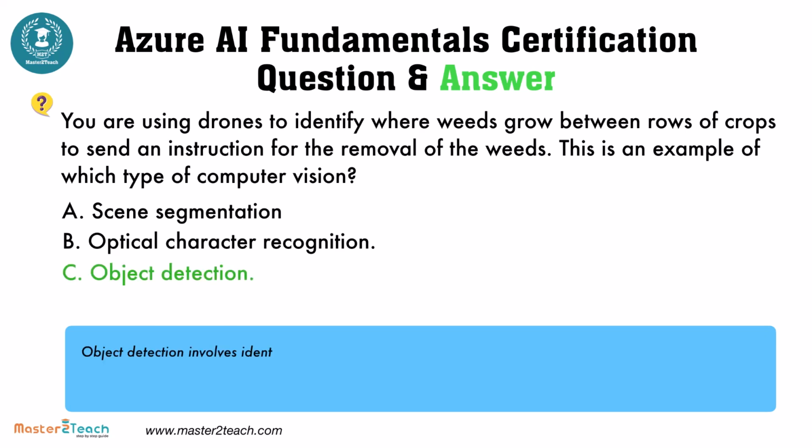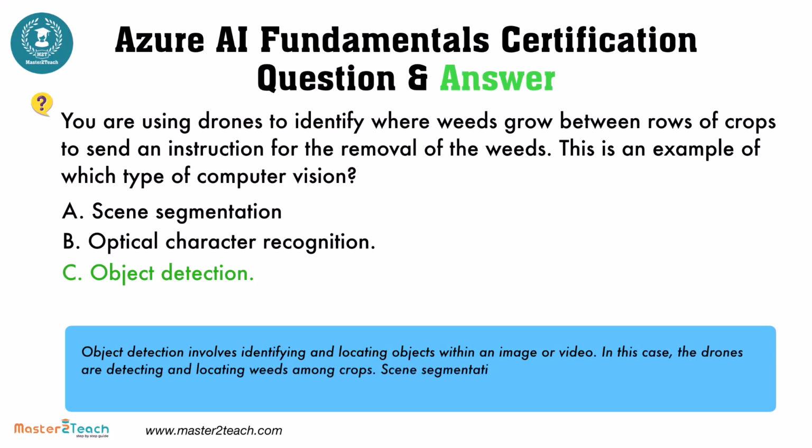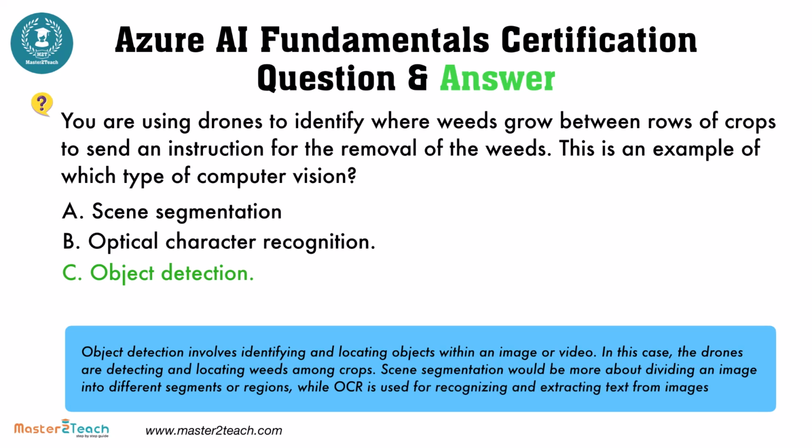Object detection involves identifying and locating objects within an image or video. In this case, the drones are detecting and locating weeds among crops. Scene segmentation would be more about dividing an image into different segments or regions, while OCR is used for recognizing and extracting text from images.